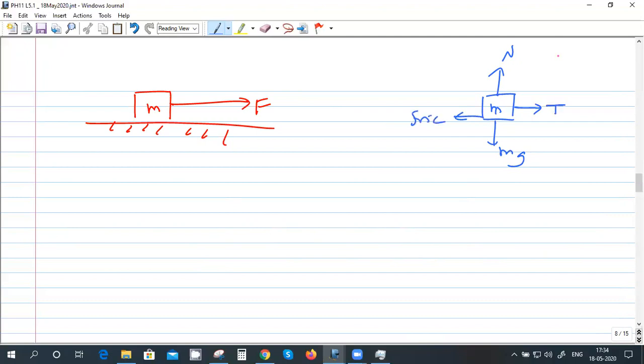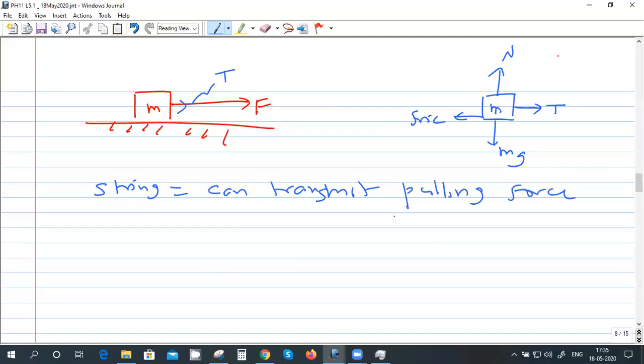This force is represented as T, because F will transmit the force to the block via tension in the string. Because of this force and the mass, there will be tension in the string, and tension can always pull. So this force is called T. The property of a string is that it can transmit pulling force. Pulling force is called tensile force. But it cannot push. If you try to push the string, it will slack and will not transmit the force. So this is a property of the string.